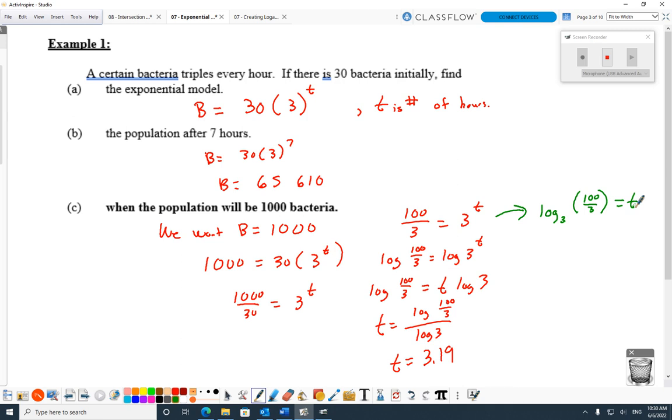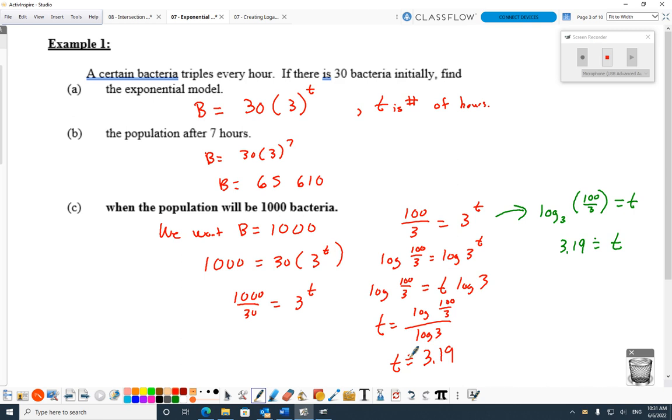And now I've got to find my fancy log button on this calculator. And I go log 3 of 100 over 3. And I get 3.19. I'm less than surprised. Well, approximately 3.19, you know, it's rounded off.